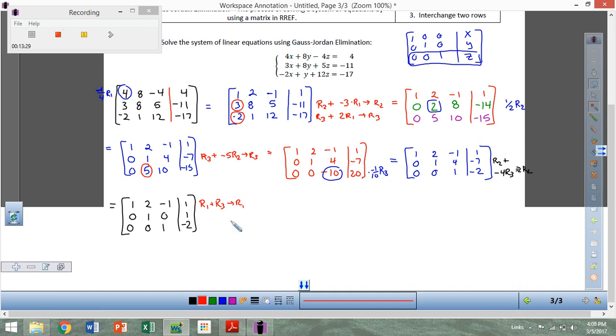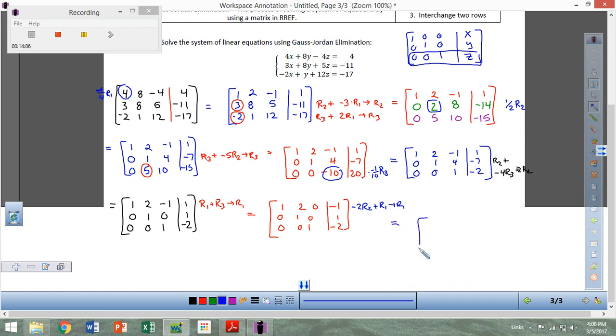Just add that. So in doing that, this will be 1, 2, 0, and negative 1, because I need to make sure that I add the negative 2 and the 1. Didn't mess with row 2. Row 3, 0, 0, 1, negative 2. And then my last step would be I need to make this 2 become a 0. So I'm going to take negative 2 times row 2, add that to row 1, and replace row 1.